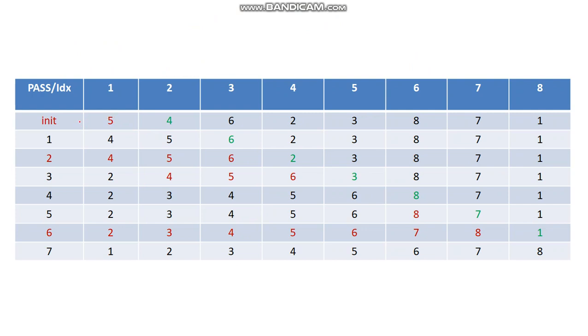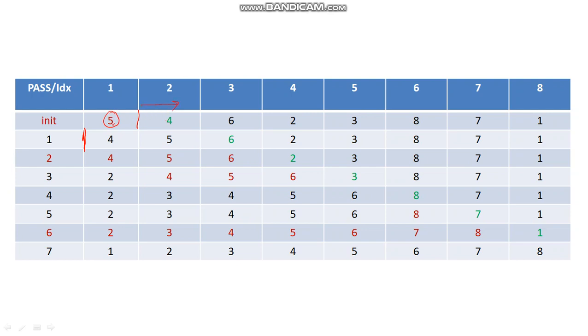Let us say the array has 8 indices and these are the elements 5, 4, 6, 2, 3, 8, 7, 1. This is the initial array. In pass one, there are two parts: one sorted part and one unsorted part. The first element is sorted. So this is the sorted array and this is the unsorted array.